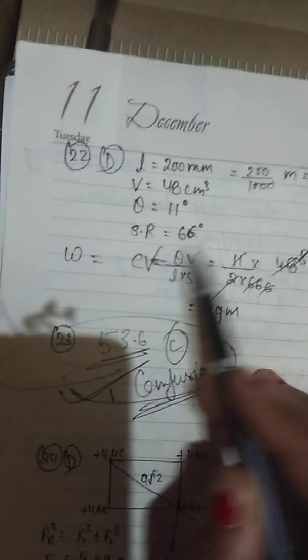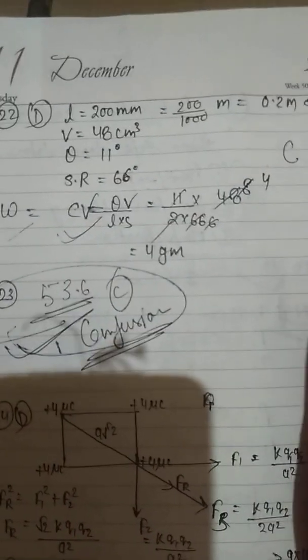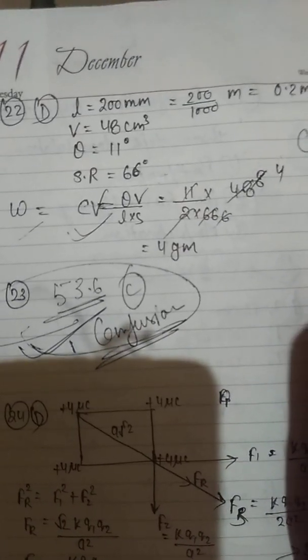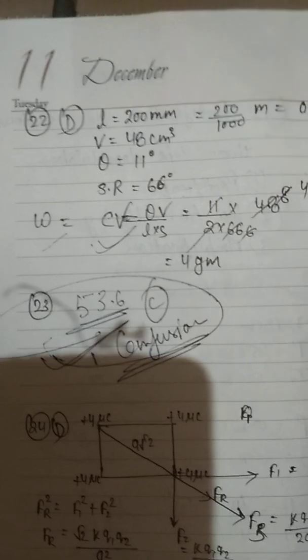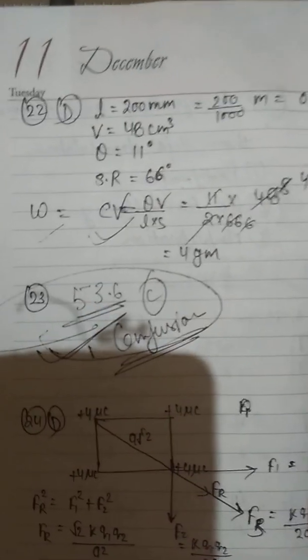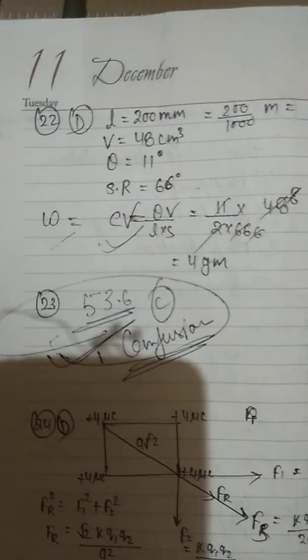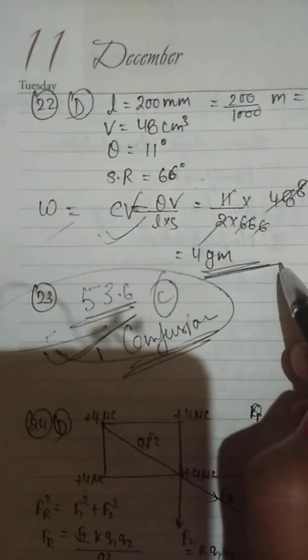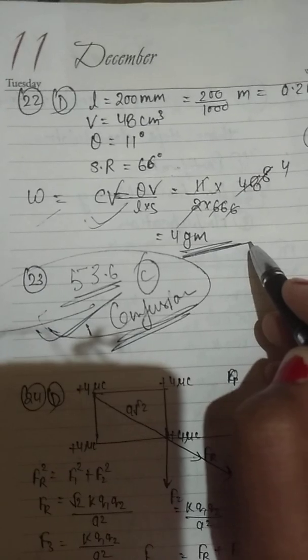Specific rotation given 66. As we are knowing, S is equal to what? Theta upon L C, where C is what? Concentration, theta is what? Angle of optical rotation, and L is what? Length of polarimeter tube, and S is what? Specific rotation. By putting all these values we are getting 4 gram. So for question number 22, the option will be D. Come to question number 24.